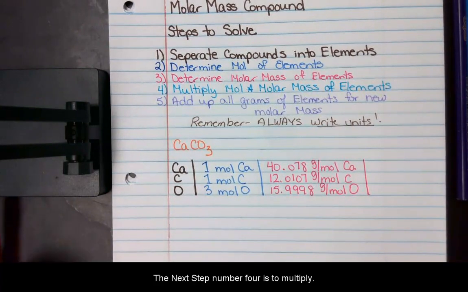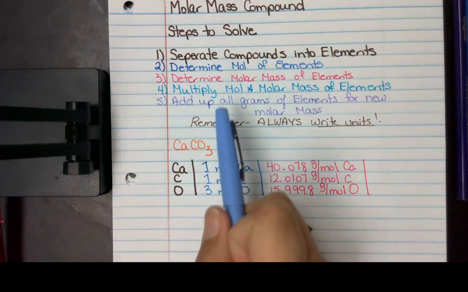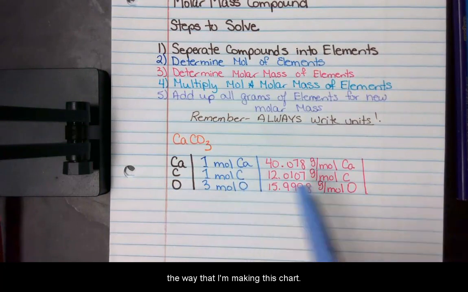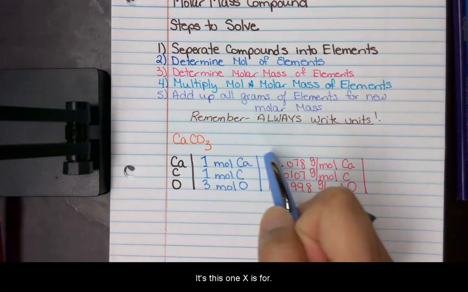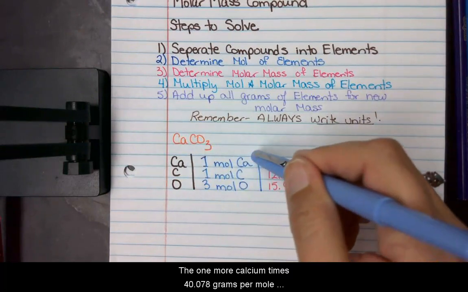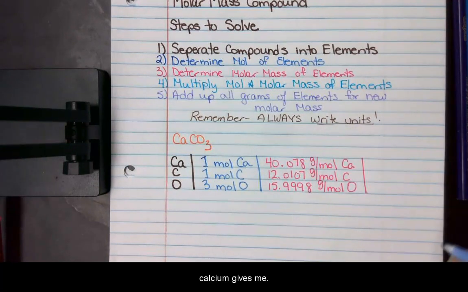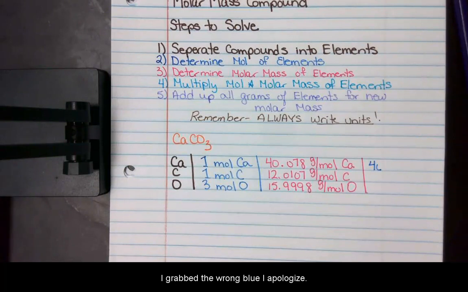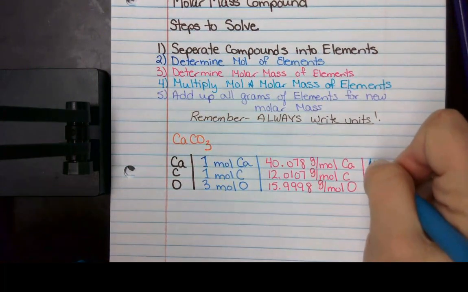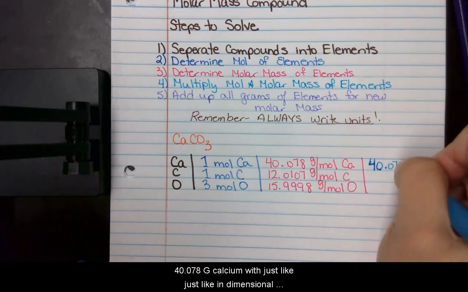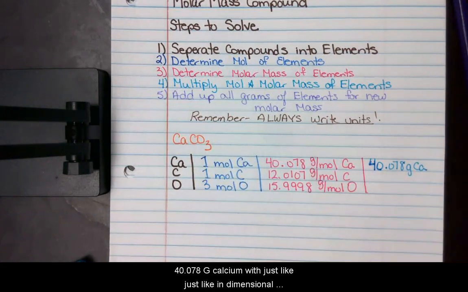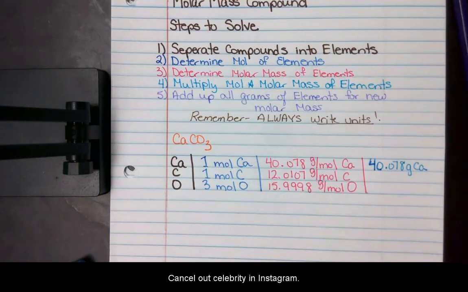Now, the next step, number 4, is to multiply your moles by your molar mass. So if you're making this chart the way that I'm making this chart, it's this 1 times this 40. So 1 mole calcium times 40.078 grams per mole calcium gives me 40.078 grams calcium. Now if you're wondering how I end up with grams calcium, just like in dimensional analysis, the moles cancel out so you're left with the units of grams.